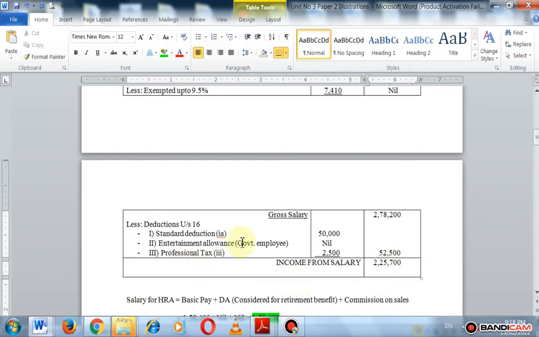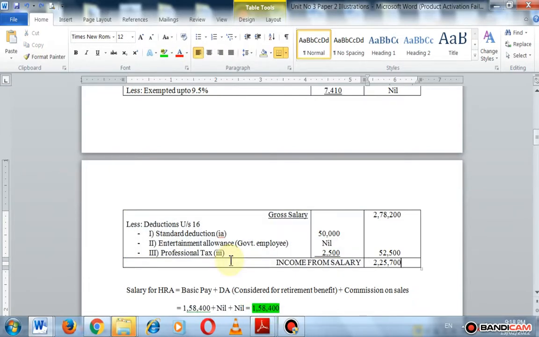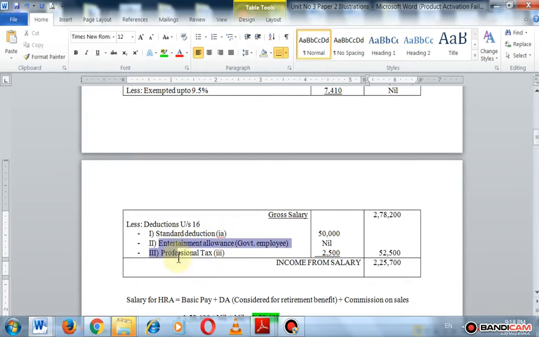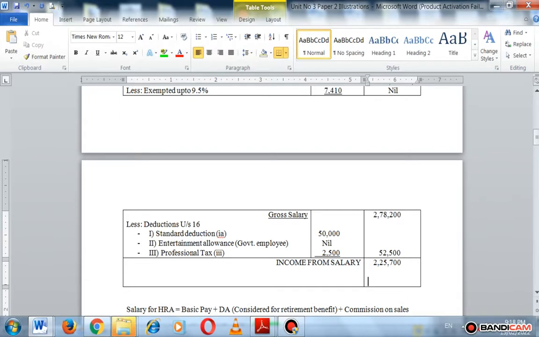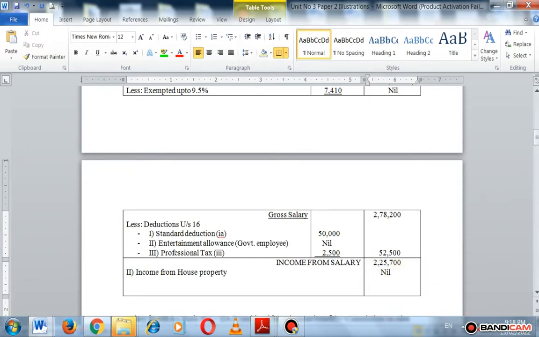Then next, the second head of income, income from house property. Income from house property is not given in the illustration, so we directly put the figure nil in the outer column. Then we make the total.